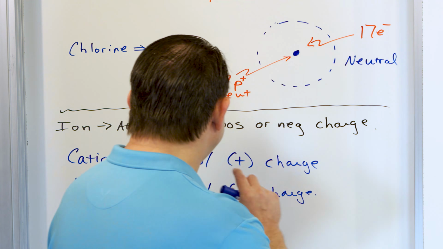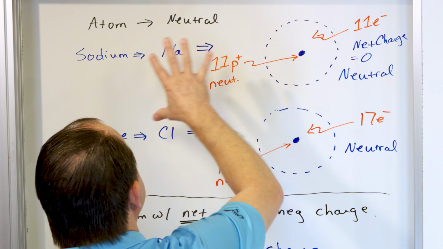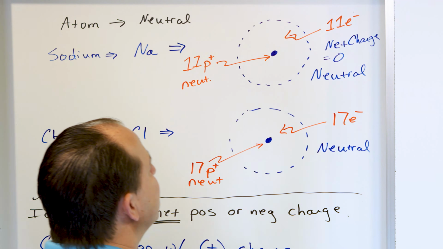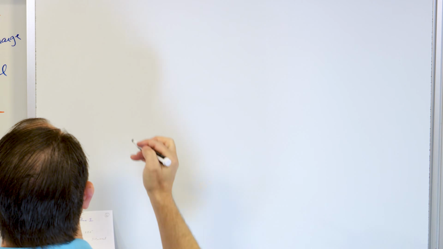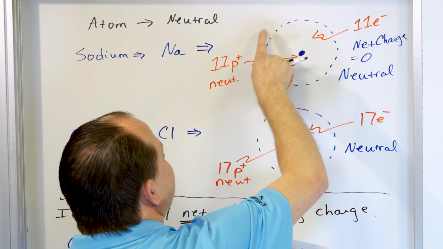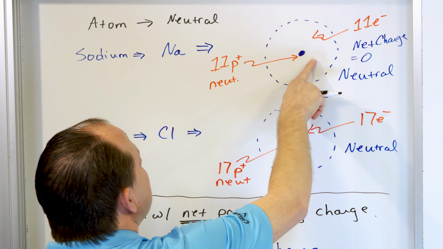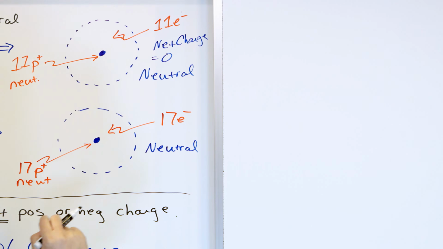Okay, so let's draw some pictures of what these sodium atoms and chlorine atoms might look like if we were to ionize them. So if we have this situation and we take an electron away from this, then we have what we call a positive sodium ion.